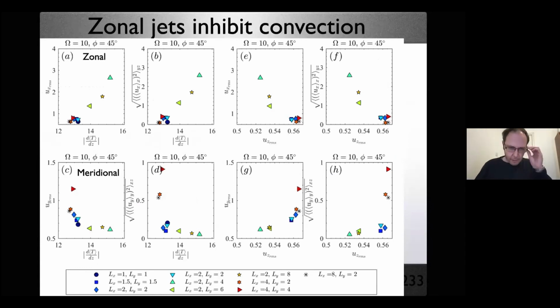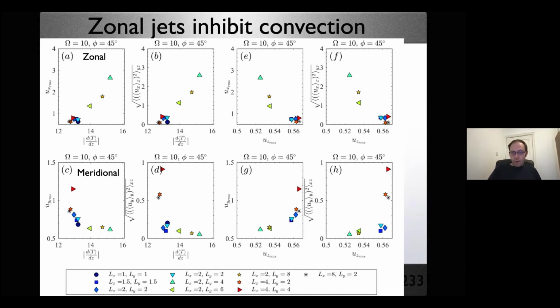So this is a complicated plot. If you just concentrate on the top left plot, that's the only one that I'll discuss. This is showing the RMS zonal velocity as a function of the mid-layer temperature gradient in a range of simulations with different box sizes. The only point I want you to get from this is that there is a positive correlation between the temperature gradient and the zonal flow velocity. Our interpretation of this is that the zonal flows inhibit the convection and require you to have a steeper temperature gradient to drive the same heat flux. So this really is an example of zonal flows inhibiting the convection in these simulations.